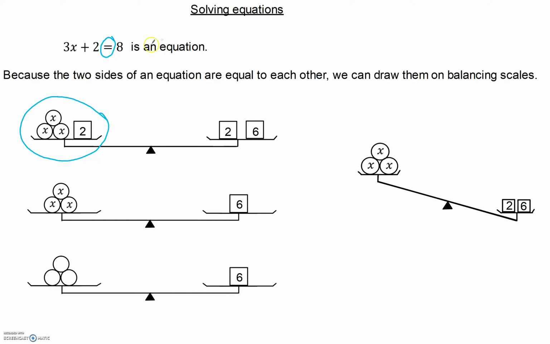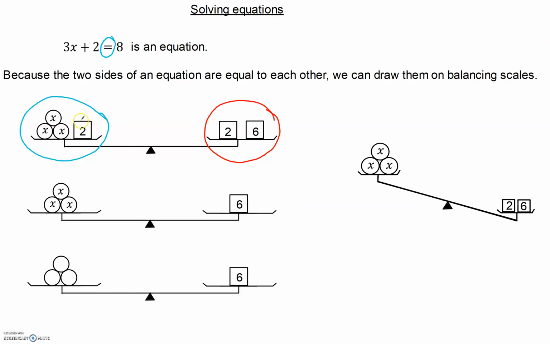And on the right-hand side, we have a value of 8, which has been split up into a box worth 2 and a box that's worth 6. Now, you can see that the scales are in balance because they are nice and level. And what we want to do is work out what that value of x is that is making these scales balance.